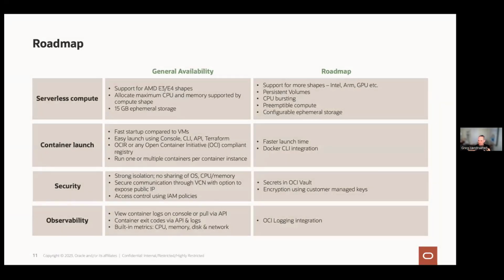But we have a rich roadmap to get further. First, we think that you need support for more shapes. For example, you're going to need Intel because some of your containers run better on Intel. You have some workloads that run better on AMD. That's delivered, but Intel is also a good choice. You might want to save your cost by using ARM processors. So we will deliver this. And you might have some workloads that require GPU, for media processing, for example, or for machine learning. So this is also a type of shape that we want to support.